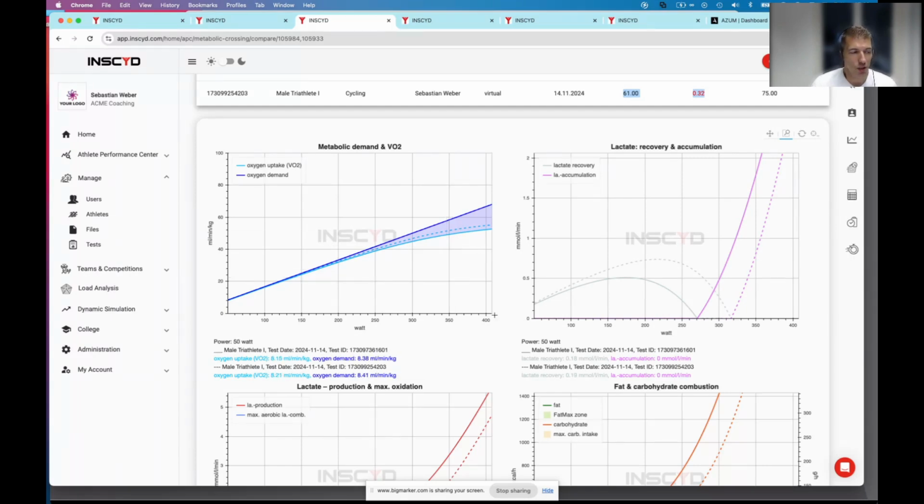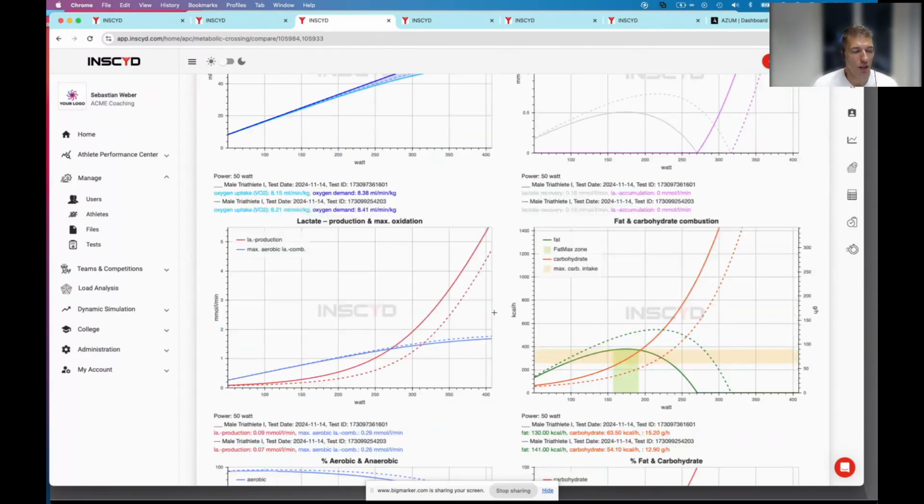That might not be an issue, but what is interesting or desired by most people, look at what happens to the fat combustion rate in green here, or to the carbohydrate combustion in red. So now, because the athlete has a lower VLamax, it means that he produces less lactate. This is why oxygen uptake has to go up, because there comes less energy from the glycolytic system.